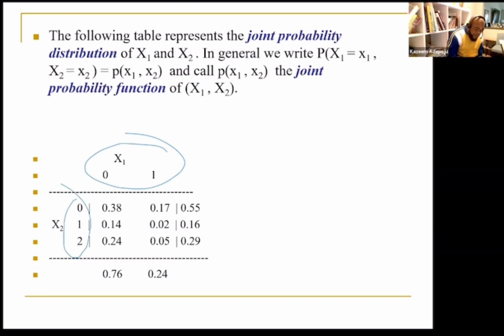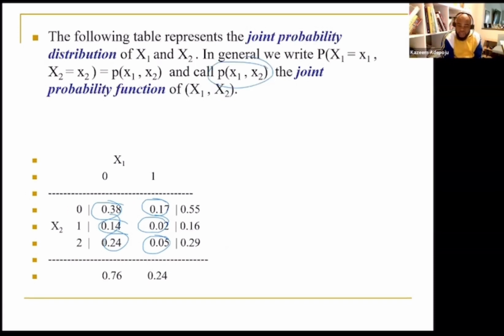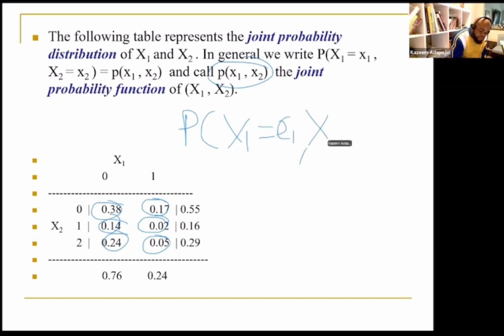Now, do you know that what you have here, they are the joint probability. We call them joint probability. The joint probability, I mean the probability of x1 comma x2, which is more or less the same thing as the probability of X1 equal to x1, comma, X2 equal to realized value x2.